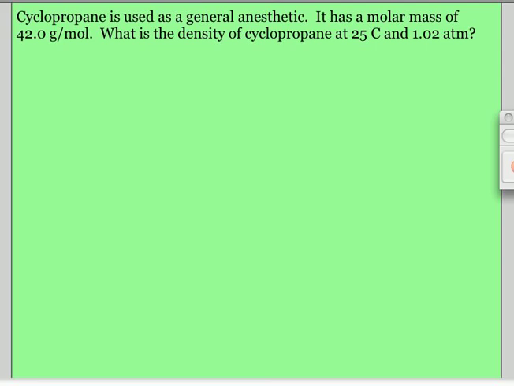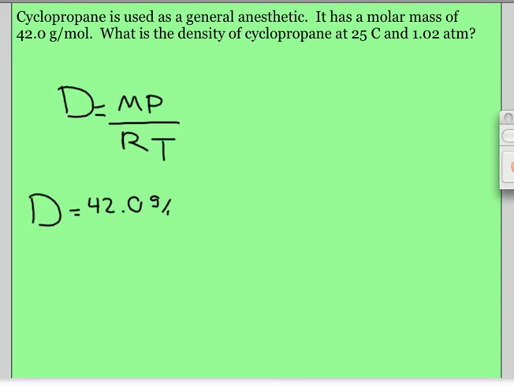So we have cyclopropane. It's a general anesthetic. We know its molar mass. We want its density. So again, clearly we're going to use the equation that gives us density. So we have density equals molar mass times pressure over RT. And if we look this up, we have 42 grams per mole. And they tell us it's 1.02 atmospheres, which means we need to pick the R with atmospheres in it.